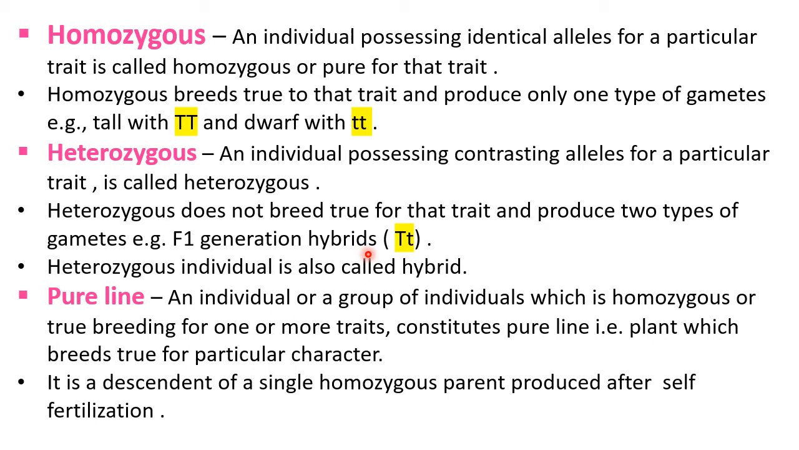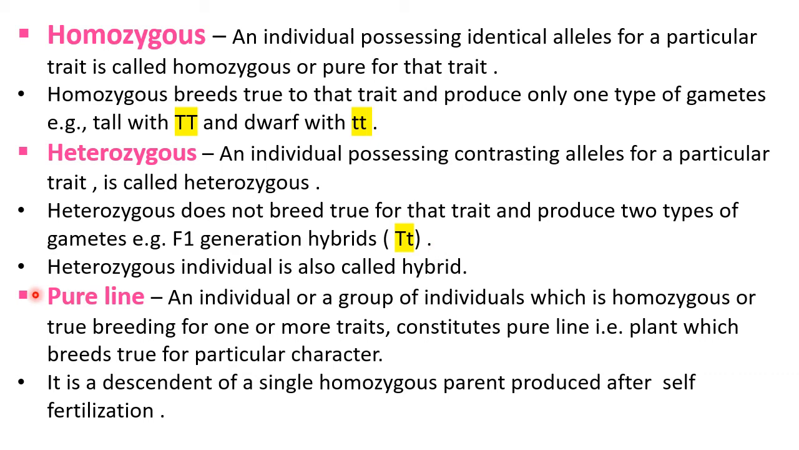Now, when a tall pea plant is crossed with a dwarf pea plant, both are pure varieties. When these two pure varieties are crossed, in the first generation, the plants produced are all tall, but they contain dissimilar genes, that is capital T and small t. As these two genes are dissimilar, it is also called heterozygous and the plants are called hybrids.